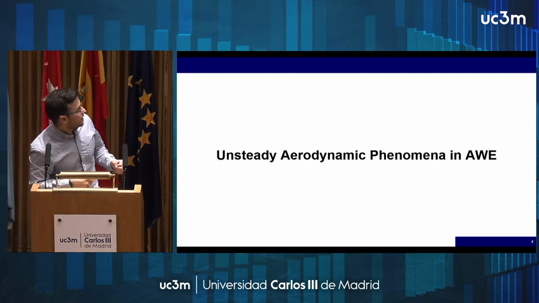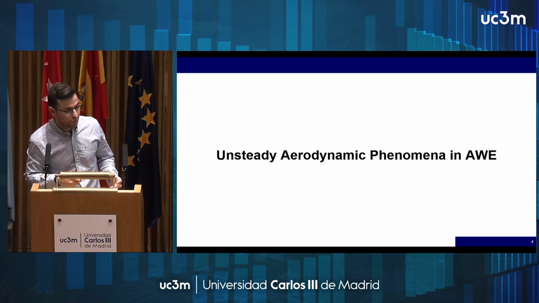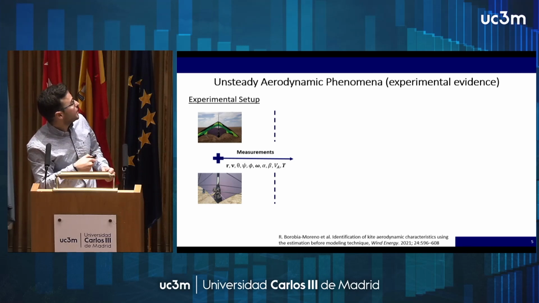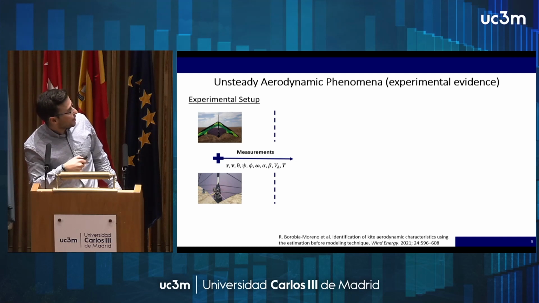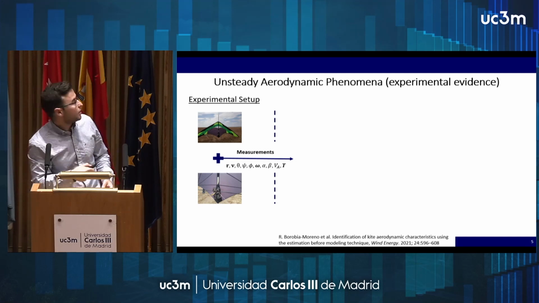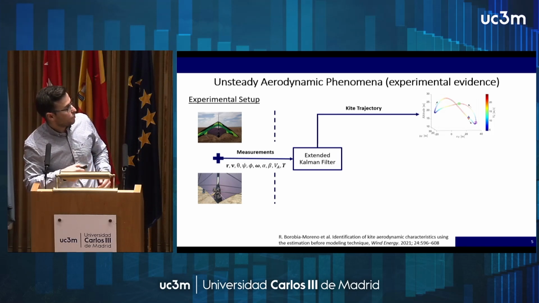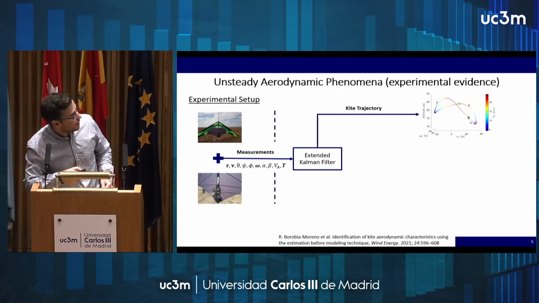So let's start with some unsteady aerodynamic phenomena that we observed in airborne wind energy. With our experimental setup, basically we were able to get some measurements of the state of the kite, the state of the tether, and also the aerodynamic variables such as the angle of attack, the sideslip angle, and the aerodynamic velocity. So we feed all these measurements to an extended Kalman filter to be fused, and then we can get, for example, the kite trajectory.